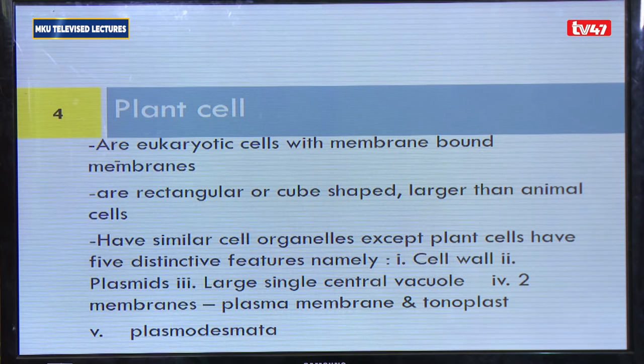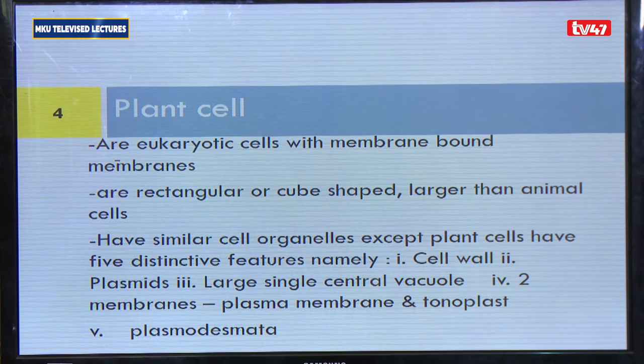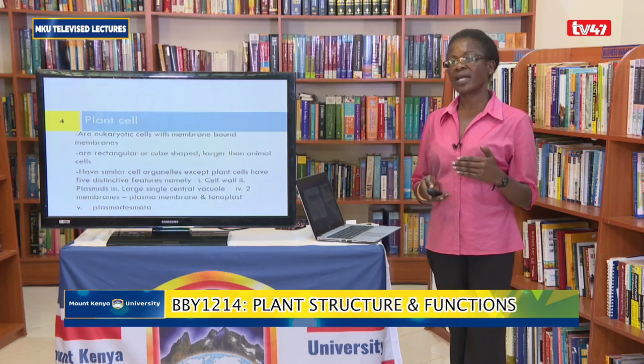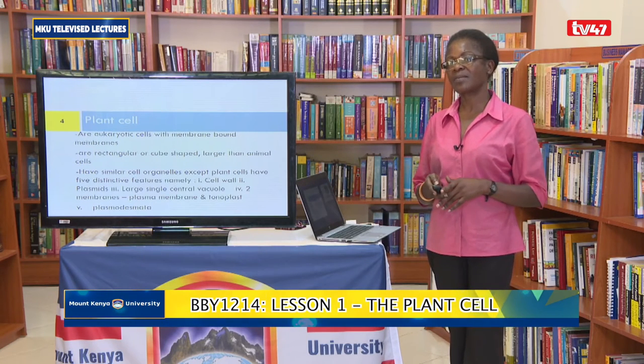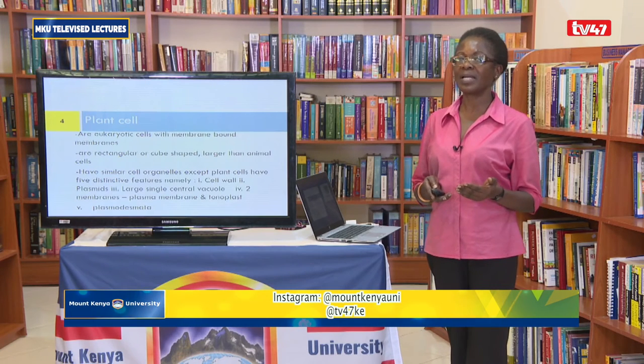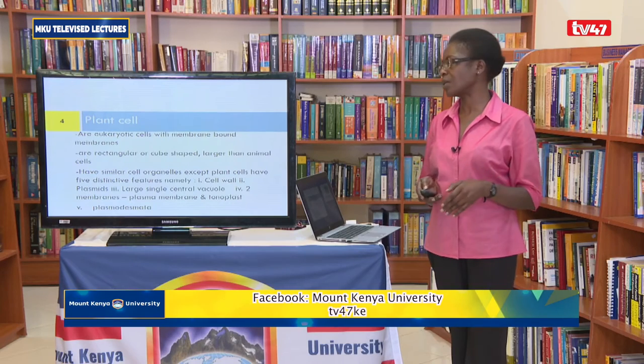First, the cell membrane that covers the central vacuole, and the other cell membrane that covers the cytoplasm, what you normally refer to, generally, as the plasma membrane. And lastly, the other distinguishing feature for the plant cells is the presence of plasmodesmata. Plasmodesmata are small channels that are found in the cell wall. Because the cell wall is rigid, it does not allow things to pass through, yet the cell membrane normally allows things to pass through. So we find that the cell wall has small channels in it that allow substances to pass through, therefore enabling substances to pass through the cell wall.